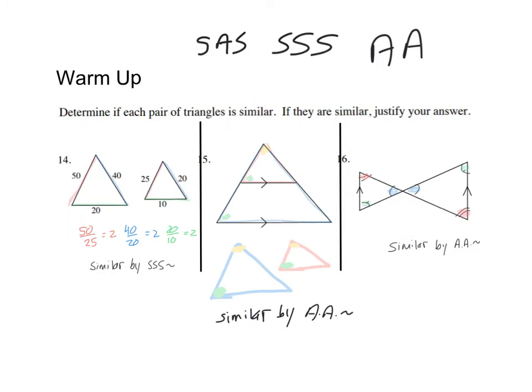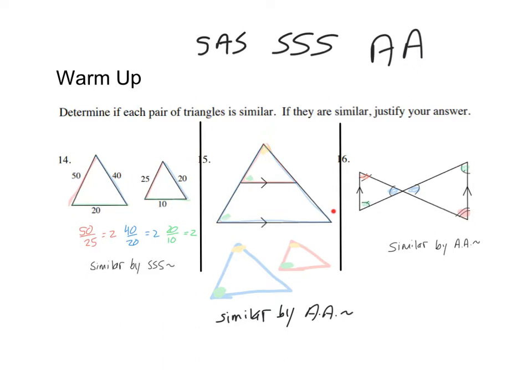So hopefully we've had a moment to work through these problems. The first problem is similar by side, side, side. As you note, I took a look at the scale factor for each of the corresponding sides, and I found that the zoom factor or enlargement factor was 2 between each of the corresponding sides. So I have 3 pairs of sides for that. So by side, side, side similarity, those two triangles are similar.